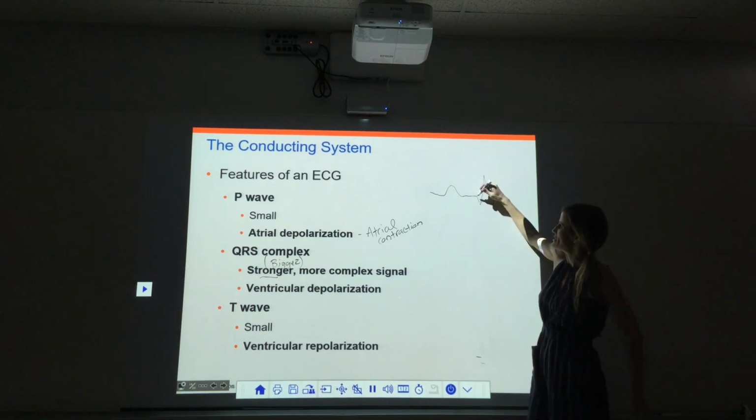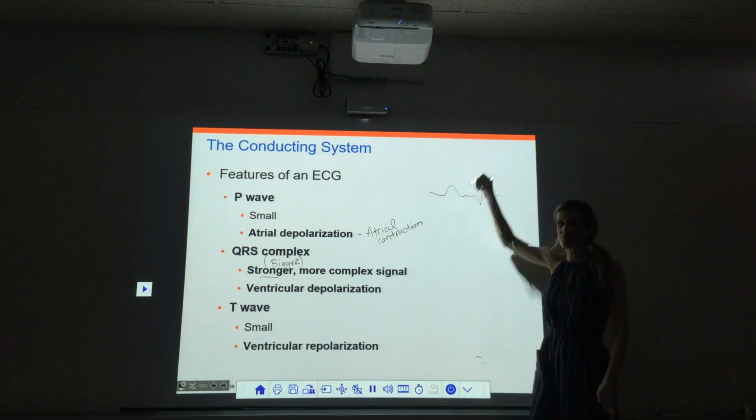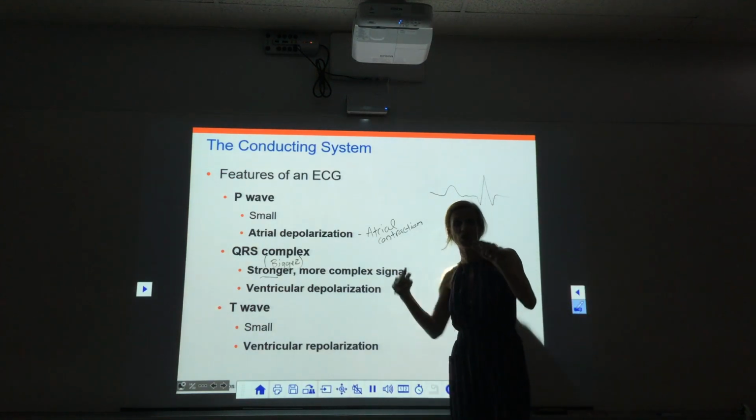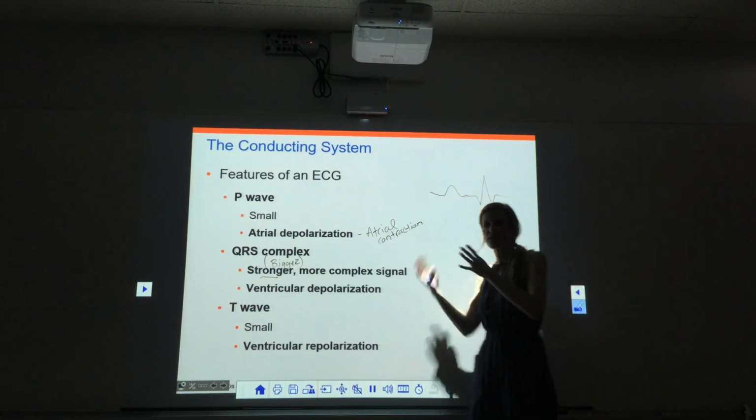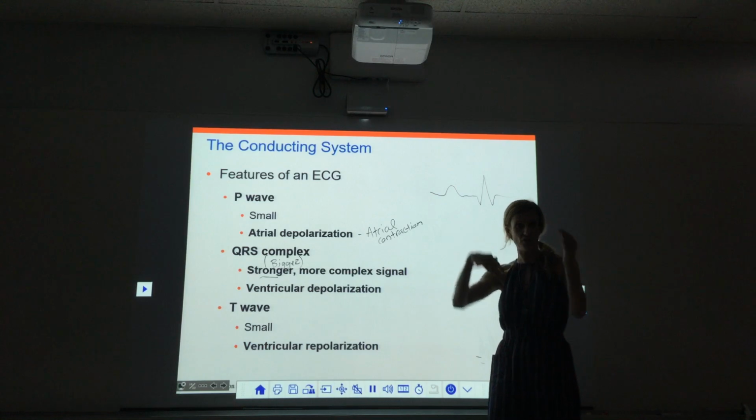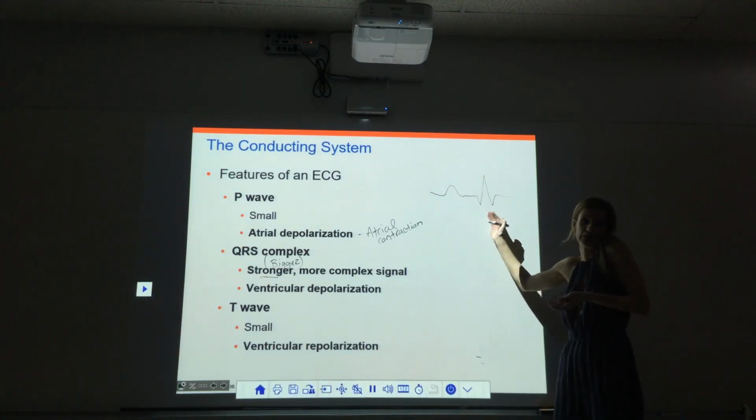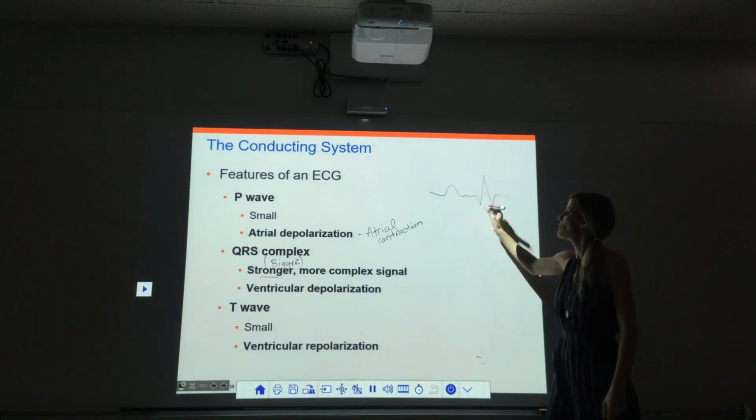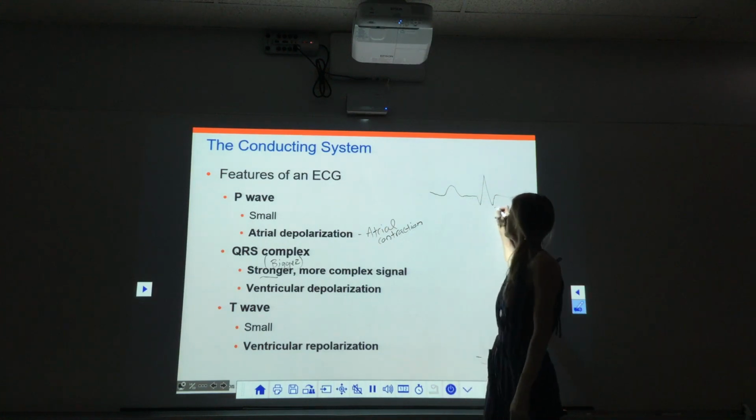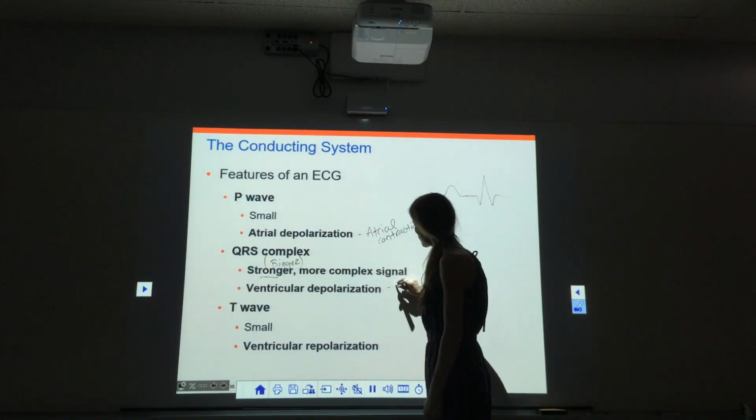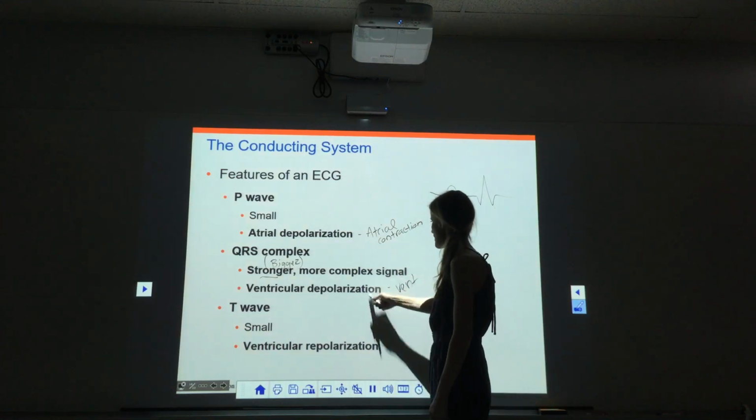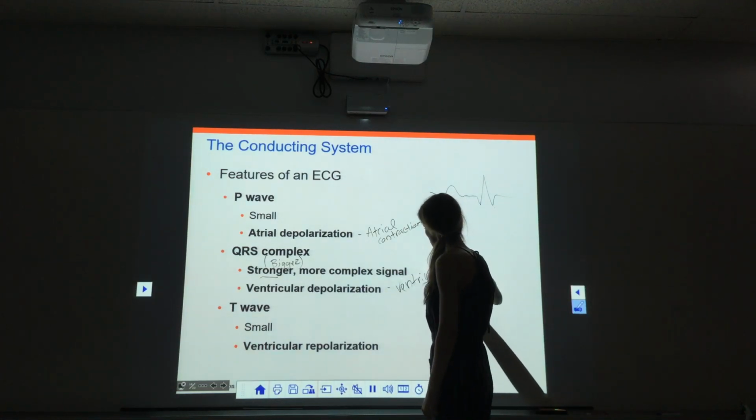And whether or not the graph is going up or down depends on if the impulse is going towards the electrode line or away from the electrode line. So anytime you're changing direction in your pathway, you're going to have a varied signal. Okay? This QRS complex is showing us ventricular depolarization. So what are the ventricles doing when they get depolarized? Contracting.